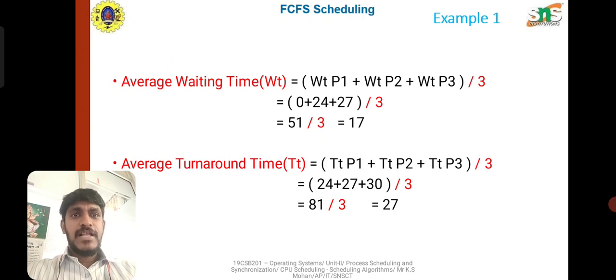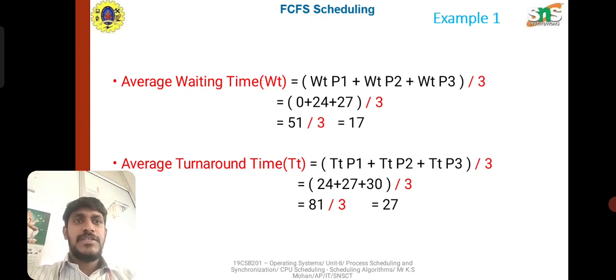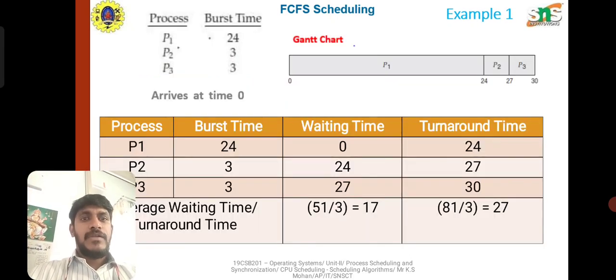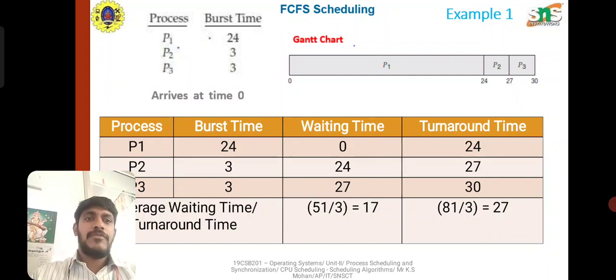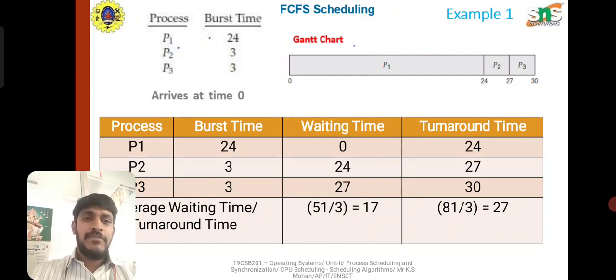In the previous video, we discussed what CPU scheduling is and what the different kinds of scheduling algorithms are. So in FCFS scheduling, we have to calculate the average waiting time for the processes. In this example, you have the processes and the burst time of each process.